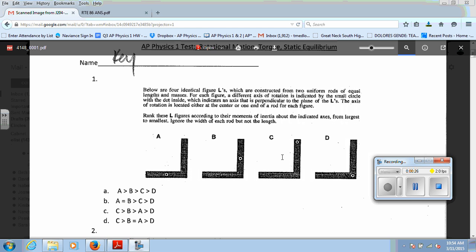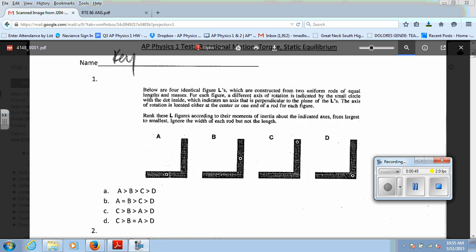Then we look at A and B, and if you mentally rotate A around 90 degrees clockwise, it's a mirror image of B. That's B, so those will be the same. So A should equal B. Already we can tell the answer is going to be, this is the only possibility. And then D is going to be the last.